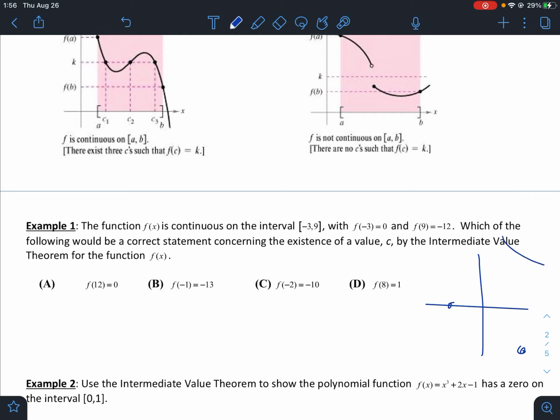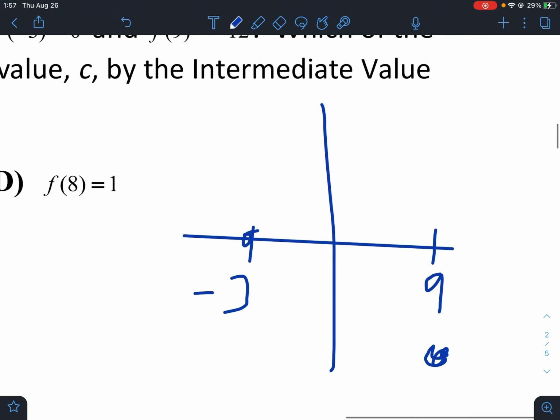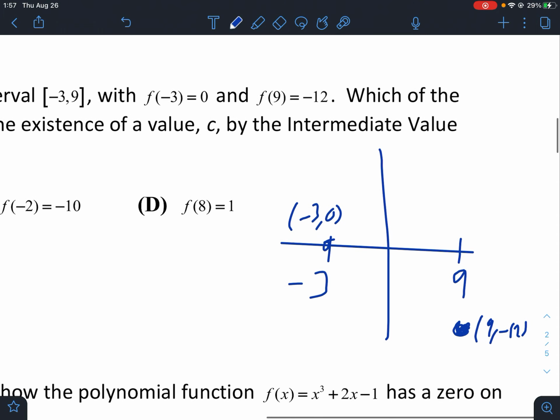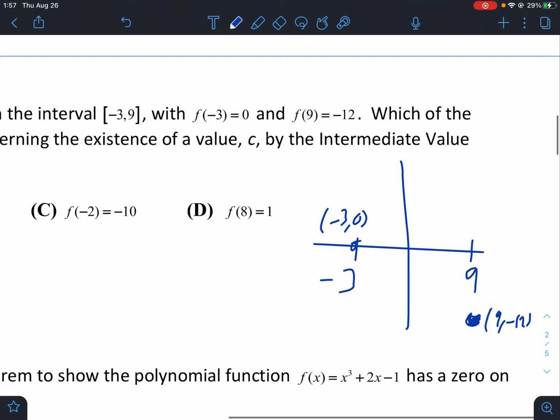Could f of 12 be 0? Well, it could. F of 12 could be 0, but the problem is we don't really know anything outside of this frame, -3 to 9. So we can't really say that. Could f of -1 be -13? Sure, it could. But again, the problem here is this is -3 to 0, and this is 9, -12. F of -1 being -13 could exist, but we don't know for sure if it has to. So that's not it.